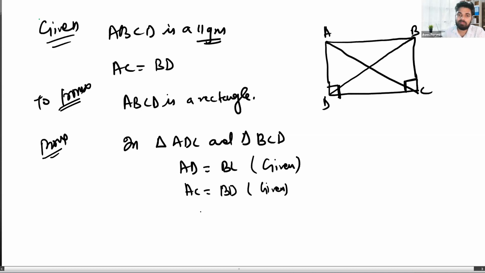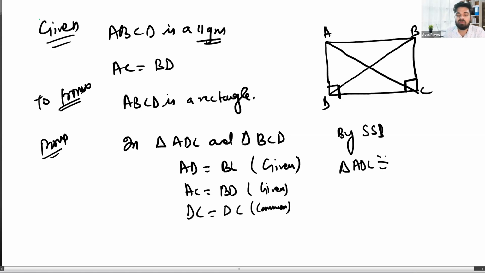And angle D is equal to angle C, because they're 90 degrees, we need to prove this one. We need to prove this one is 90 degrees, because if it is given as 90 degrees, then it is already a rectangle. So DC is equal to DC, common. So now we have proved this one. So by SSS, the two triangles will be congruent. I mean, triangle ADC will be congruent to triangle BCD.